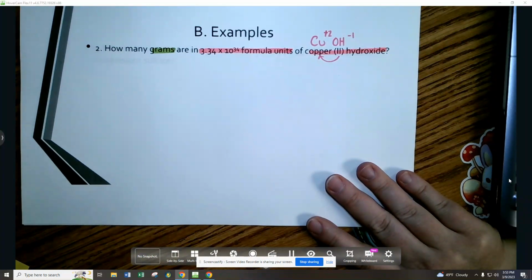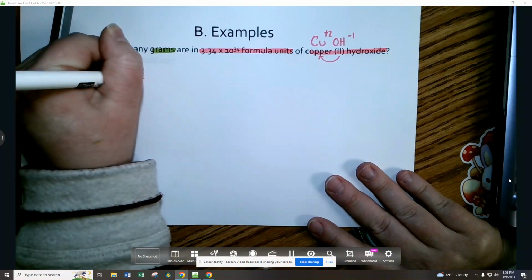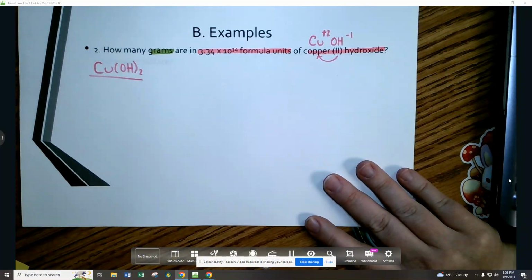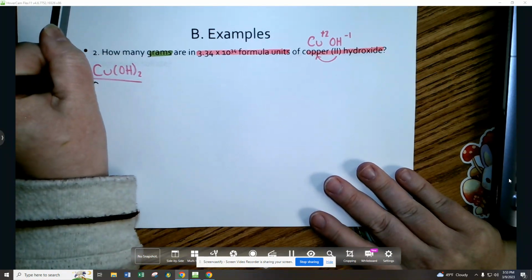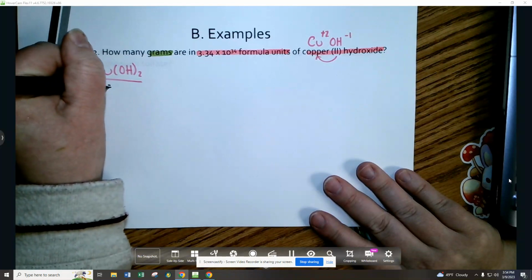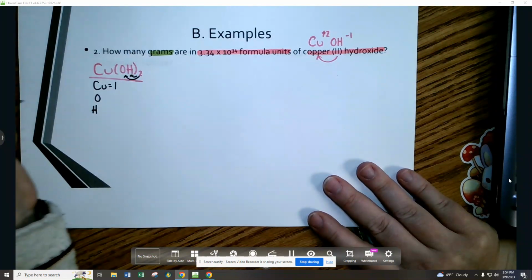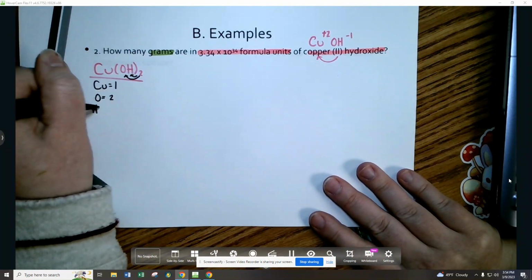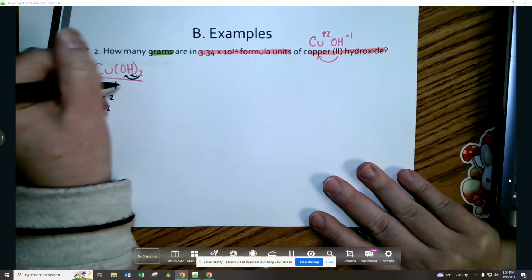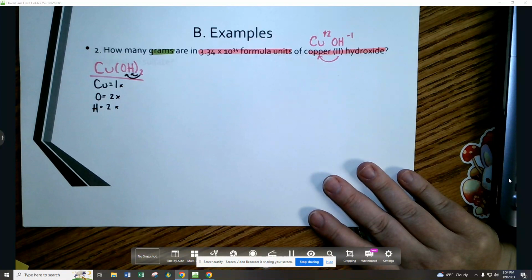So when you cross through charges, you would get Cu(OH)2. I would encourage you, when you go to find molar mass, to take an inventory as we get started. We have copper, we have oxygen, and we have hydrogen. We have 1 copper. This 2 distributes into each element, just like distribution in math. So 2 oxygen and 2 hydrogen. I then go and find each of their individual masses according to the periodic table. Again, rounding it off after 2 places.